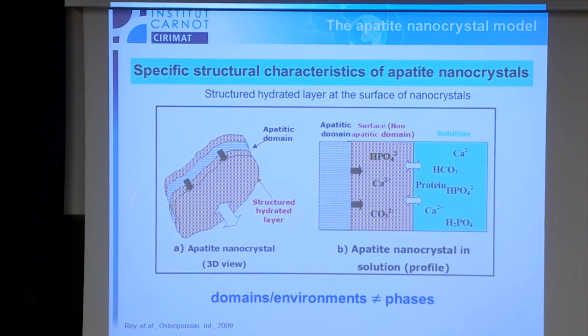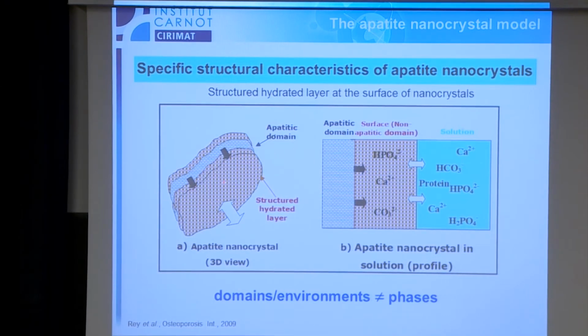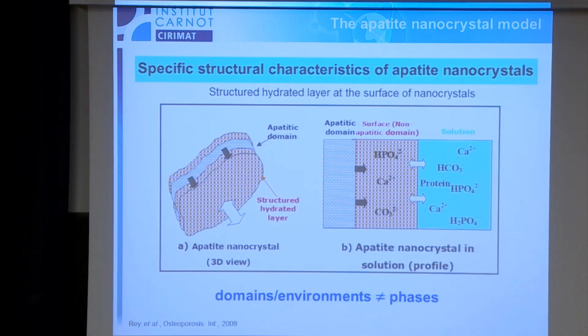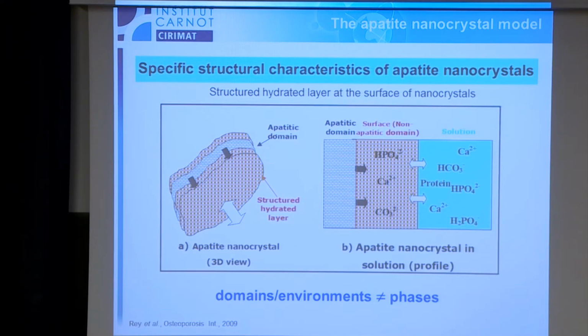This is the schematic representation of nanocrystals. You can see here at the core of the crystal we have an apatitic structure. So we have calcium, phosphate, carbonate in well-defined environment. Well known also, apatitic domain. And on the surface we propose that there is a structured hydrated layer, and the extent of this surface hydrated layer at the surface of these crystals depends on the age, the maturation stage of the apatite.